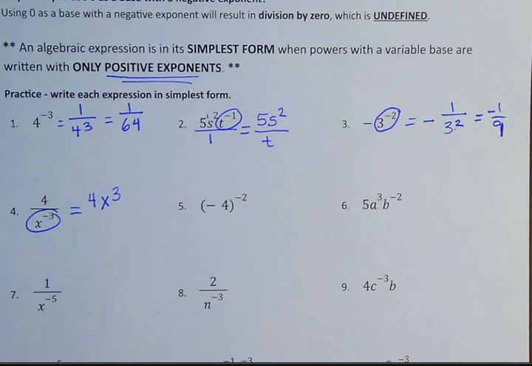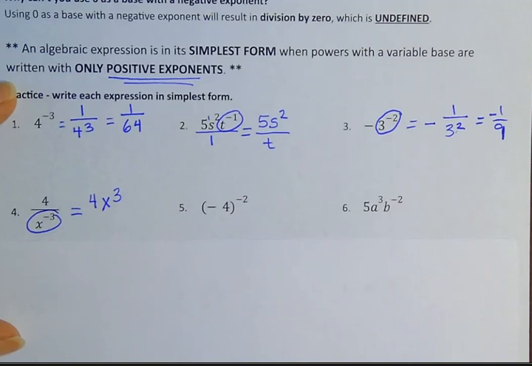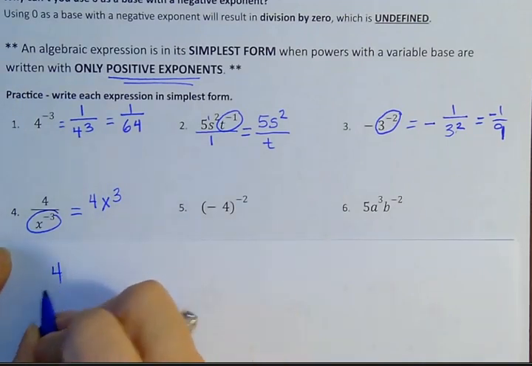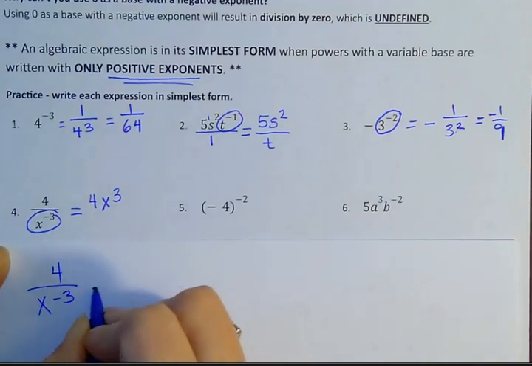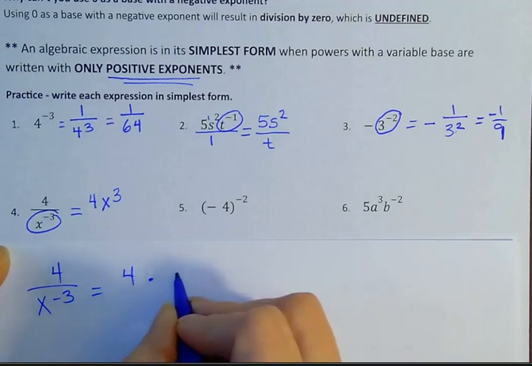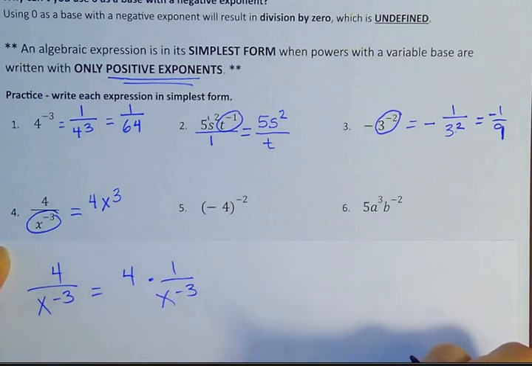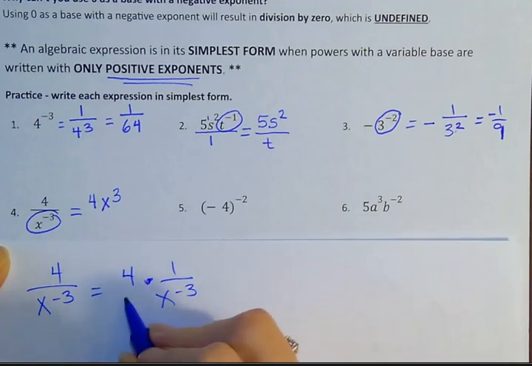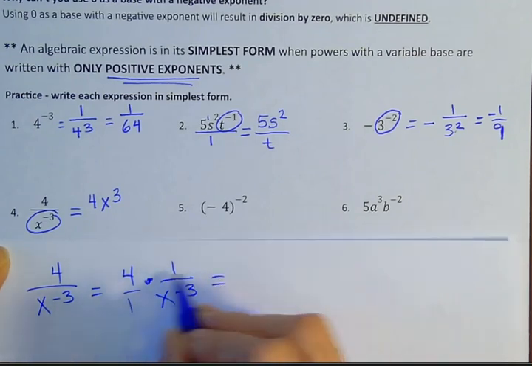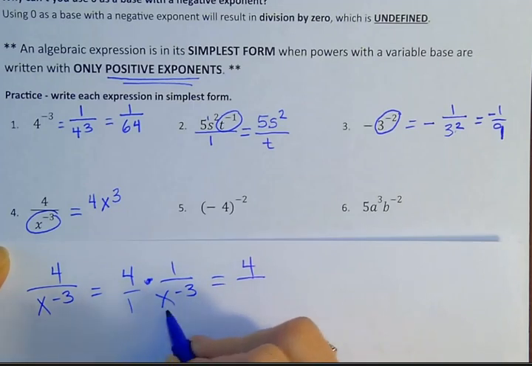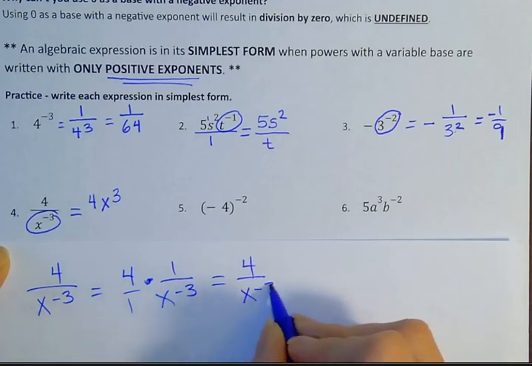So just a quick explanation on that, and you can fast forward if you don't need the quick explanation on that. This really means 4 over x to the -3 really means 4 times 1 over x to the -3, right? That is literally what that means, because if I were to multiply this back out again, I would get 4 times 1 is 4, 1 times x to the -3 is x to the -3.